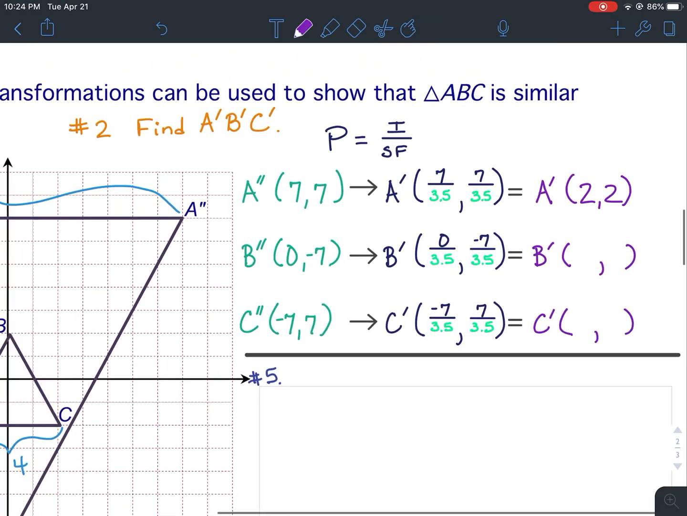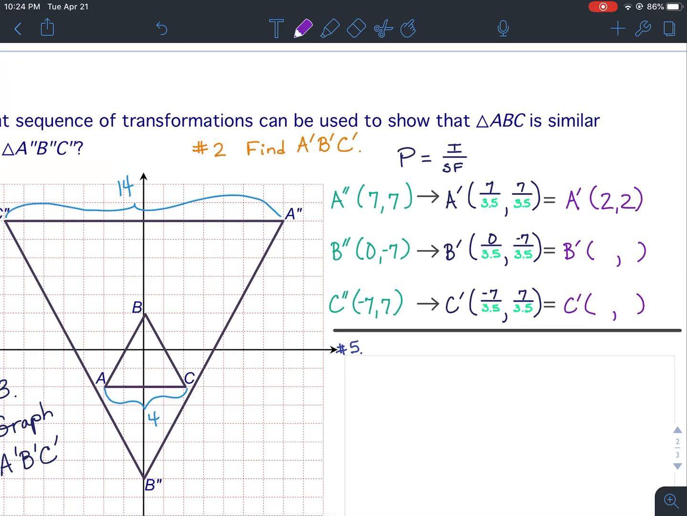All right, now we are ready to graph this. So A prime is at positive 2, 2, which would be located right here. So this is A prime. Now what you need to do is find B prime, or graph B prime, and graph C prime, connect the 3 points, make sure you're using straight lines, and label them properly.